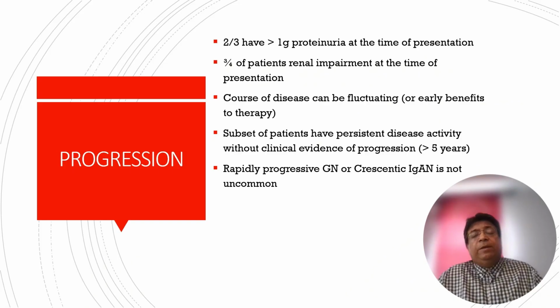Two-thirds of patients with IgA nephropathy have more than 1 gram of proteinuria at the time of presentation. Three-quarters of patients present with renal impairment at the time of presentation. The course of IgA nephropathy can be fluctuating, and early benefit of therapy has been proposed. A subset of patients have persistent disease activity without clinical evidence of progression, and this can be for upwards of 5 years. And then a subset has rapidly progressive glomerulonephritis or crescentic IgA nephropathy.